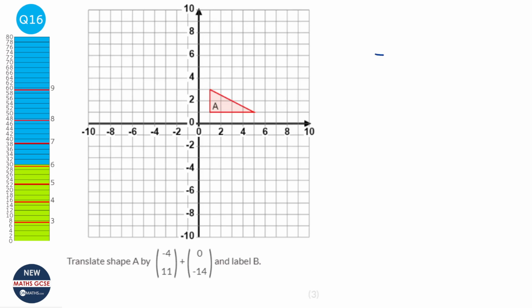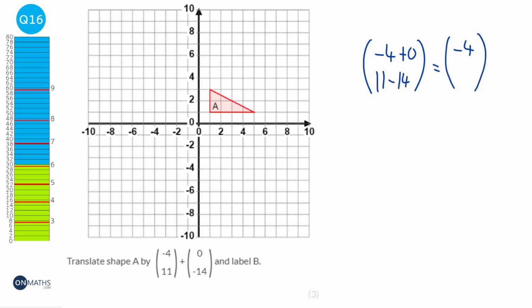First thing I'm going to do is add these column vectors. So we're going to add the tops first, and then we're going to add the bottoms. So it's plus minus 14. And so at the top it would be minus 4, and 11 take away 14 is minus 3.